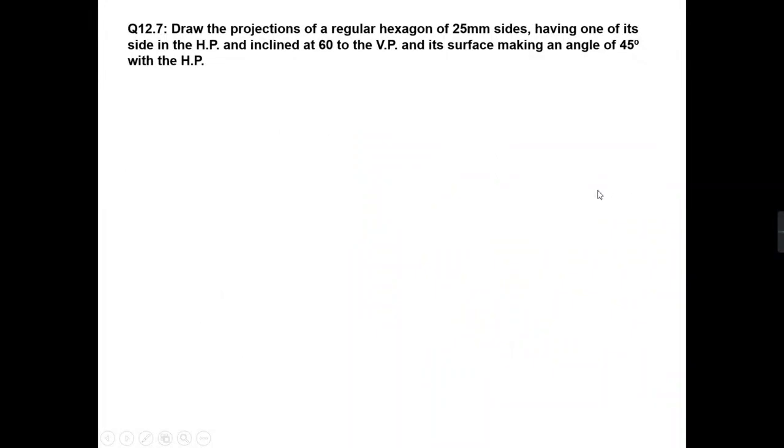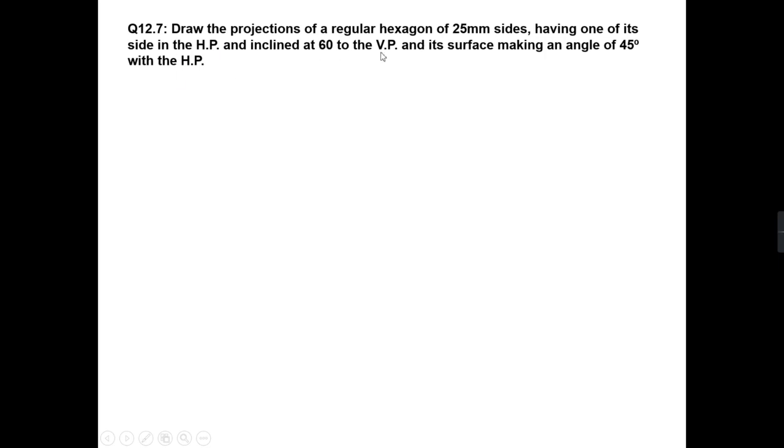Moving on to the next question. Draw the projection of a regular hexagon of 20 mm sides having one of its sides on the HP, like in the first problem, inclined at 60 degrees to the vertical plane, and its surface is making an angle of 45 degrees with the horizontal plane. It means your hexagon is inclined to both of the planes.